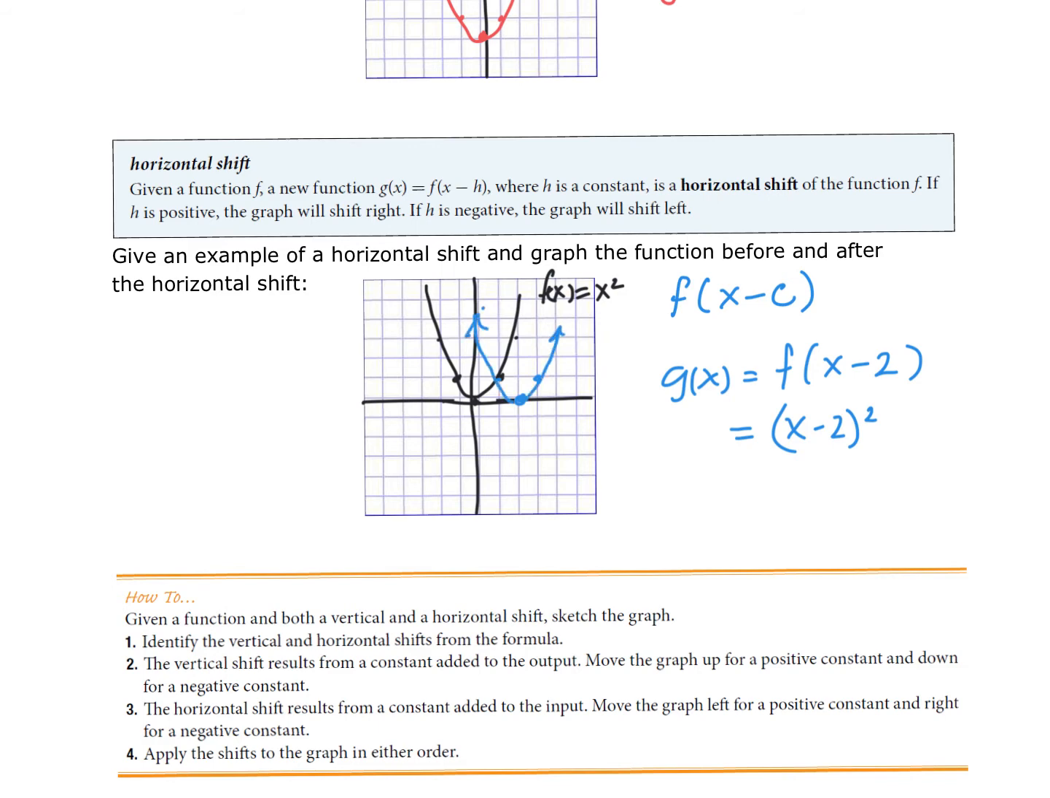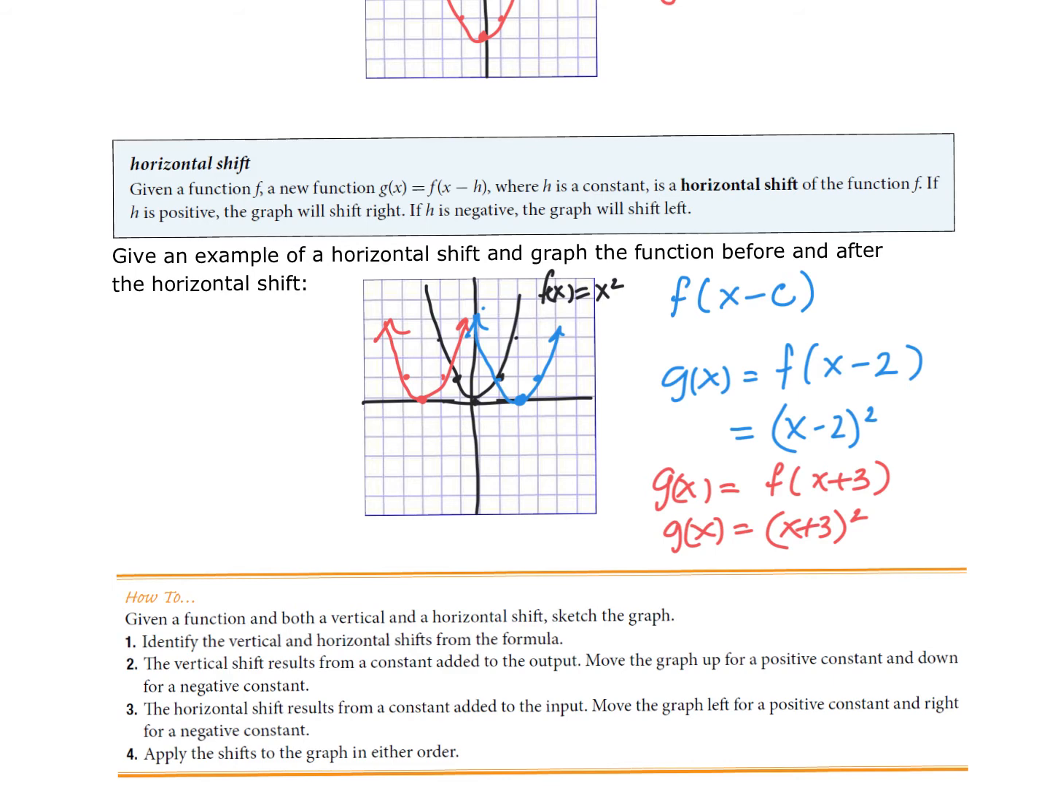Now, what happens when I have g of x is equal to f of x plus 3? Well, since I know it's going to go in the opposite direction, my g of x is equal to x plus 3, the quantity squared, which means I'm going to move over 3 to the left. So 1, 2, 3. So that point 0, 0 now goes to the point negative 3, 0. And all the other points, of course, shift over as well. So there's an example of my parent function and shifting left and right.